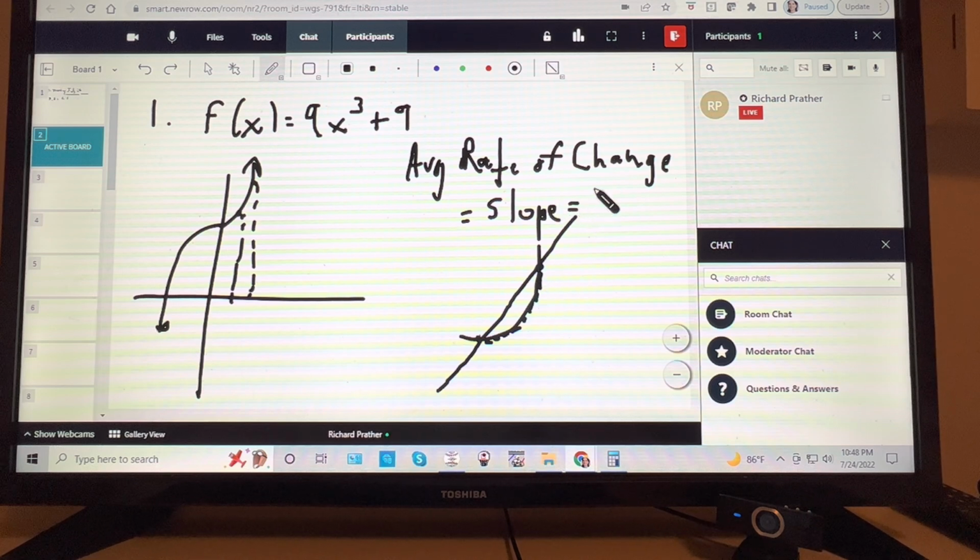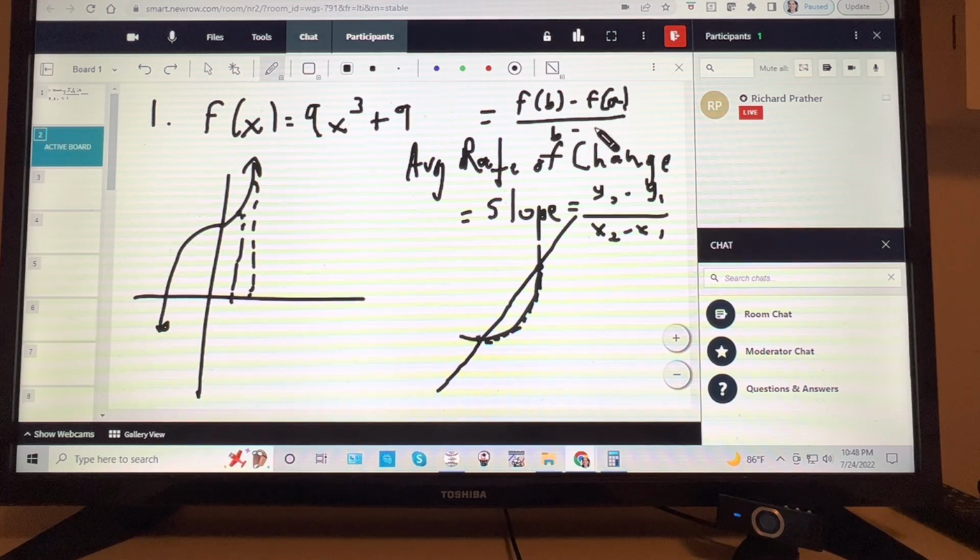In algebra, they say y2 minus y1 over x2 minus x1. In calculus, they usually put f of b minus f of a over b minus a. And when you're given an interval like this from 2 to 4, the smaller one is a and the bigger one is b. So the denominator is literally just 4 minus 2. And the numerator, f of 4 minus f of 2.